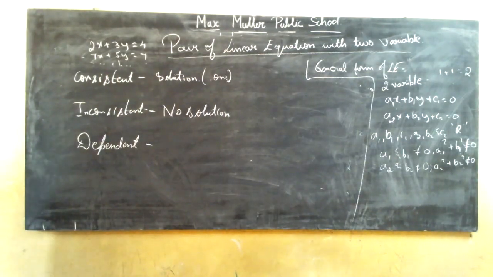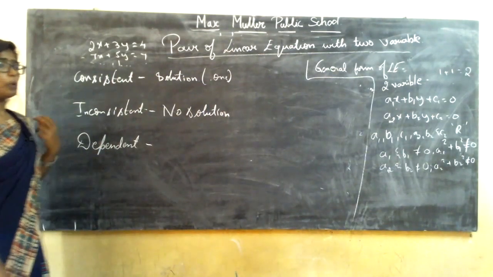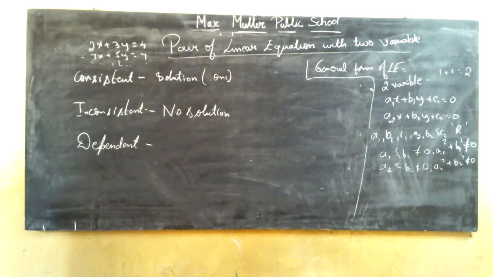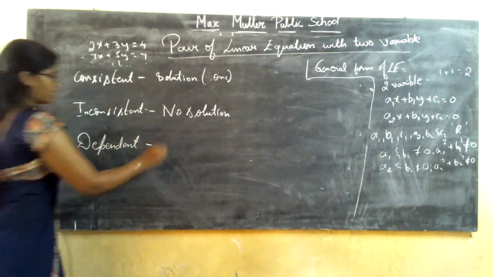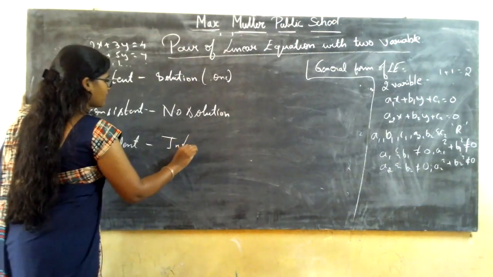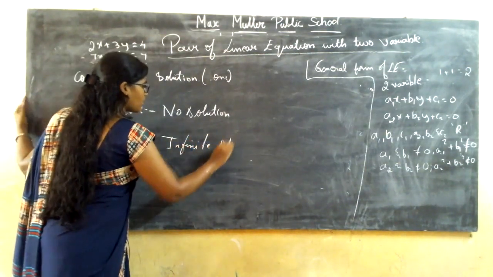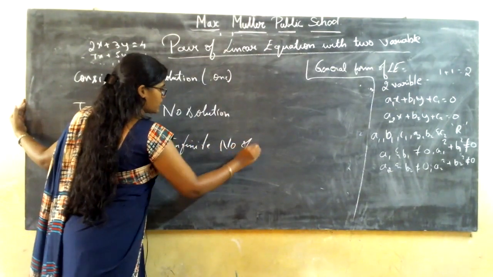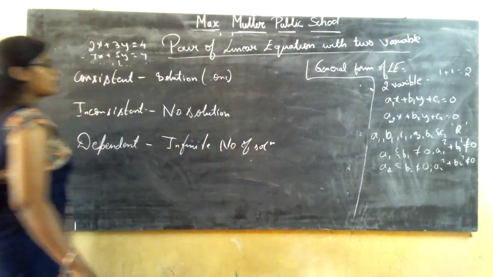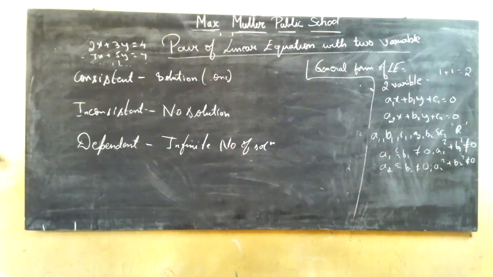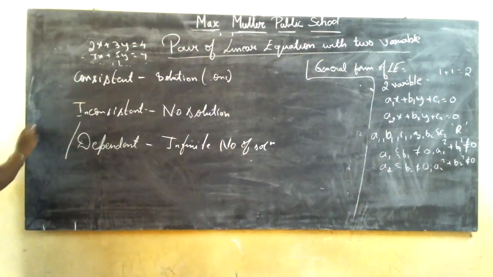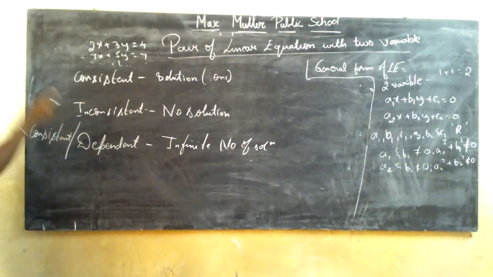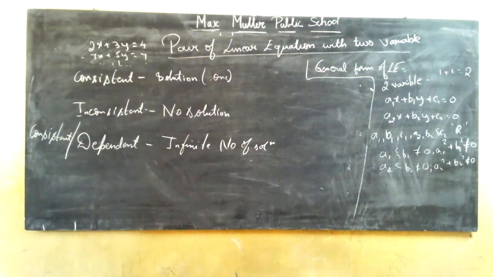If you get so many solutions with only two equations, then you are going to say it is dependent. So you will be having infinite number of solutions for the dependent. Clear? You can also say this is consistent, because what is the condition for consistency? You should at least have one solution. If you have a solution, then it is consistent.